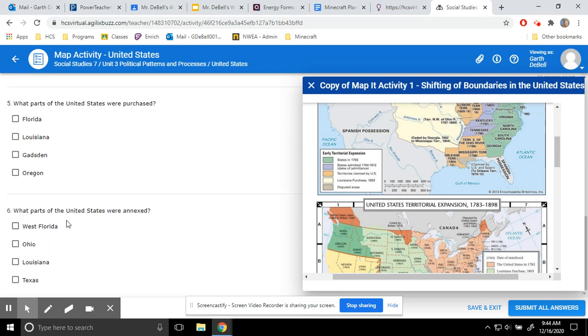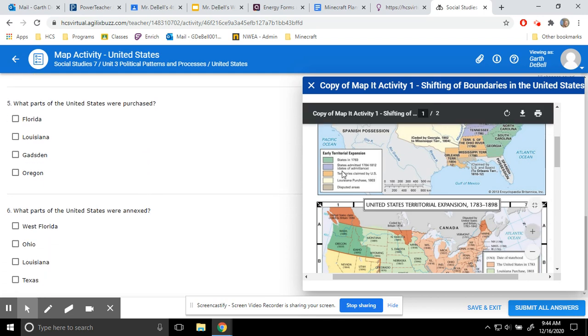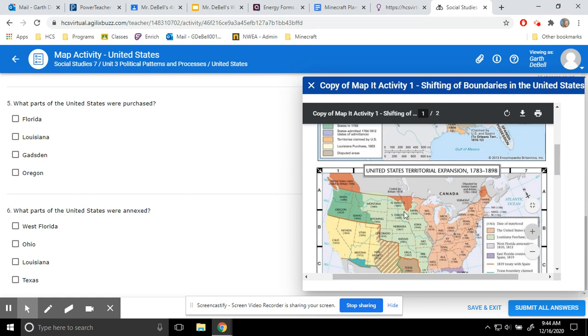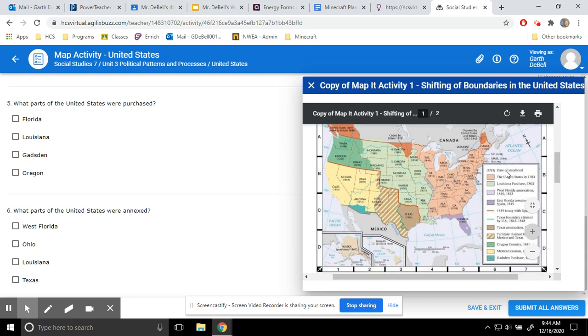And then which parts of the United States were annexed? Again, you're going to look at the legends and look for the word annexed, right? What is annexed? What is purchased? What is ceded? You only want the ones that are annexed.